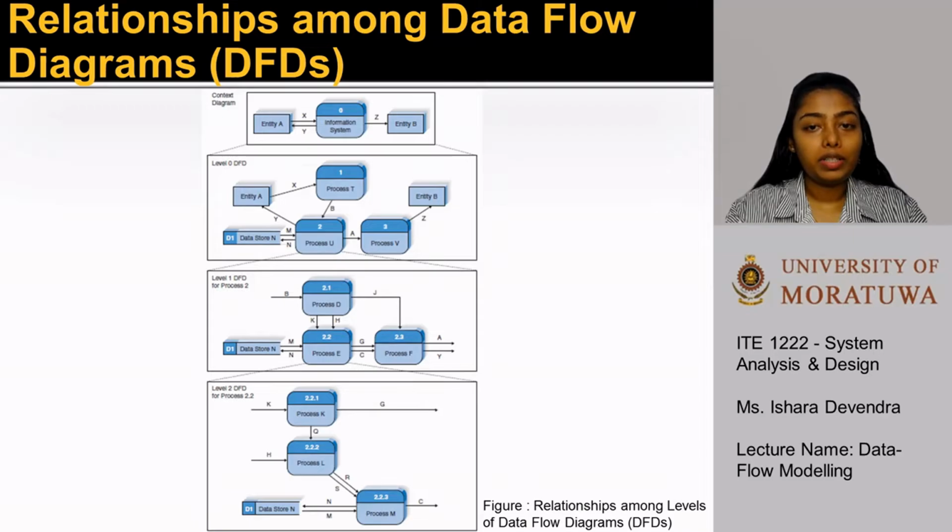Last diagram is the level 2 data flow diagram for process 2.2, and it is an exploded view of the level 1 data flow diagram. From this example, you can see the relationship among levels of data flow diagrams. Here you can see the context diagram, level 0 data flow diagram, level 1 and level 2 data flow diagrams.